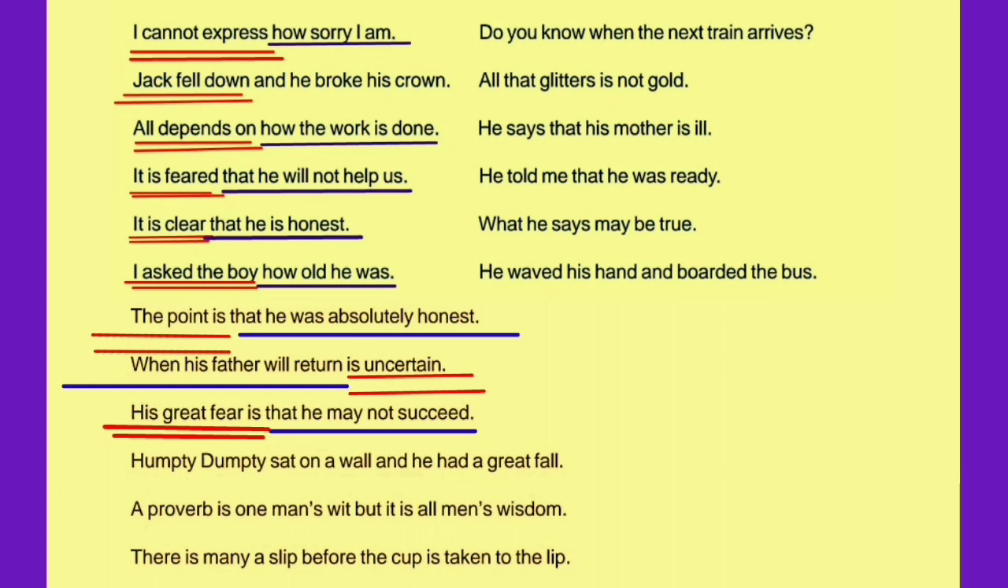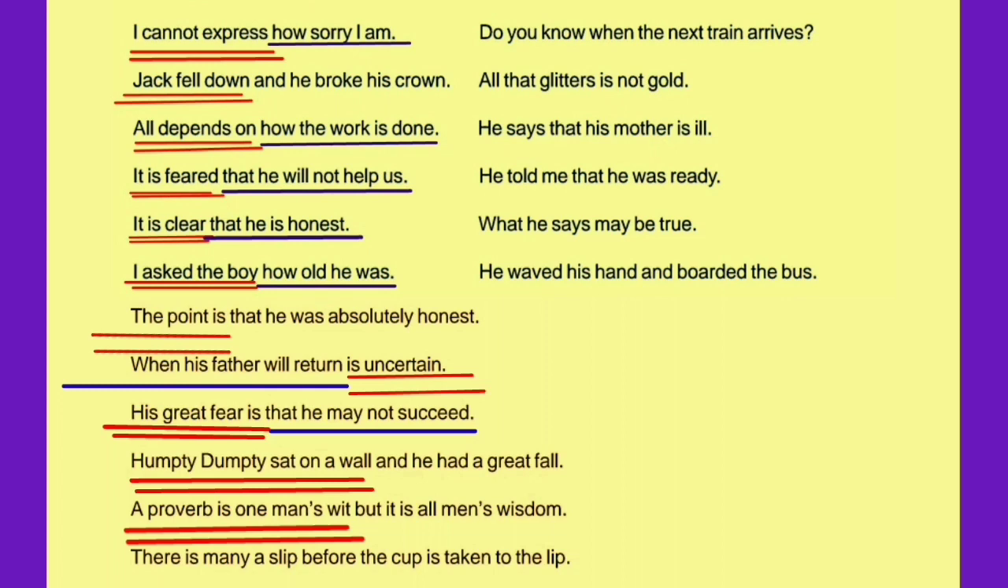Humpty Dumpty sat on a wall and he had a great fall. Humpty Dumpty sat on a wall, main clause, and he had a great fall, coordinate clause, beginning with the coordinate conjunction and, so we have to ignore it. A proverb is one man's wit but it is all men's wisdom. A proverb is one man's wit, main clause. Whereas but it is all men's wisdom, coordinate clause, to be ignored.